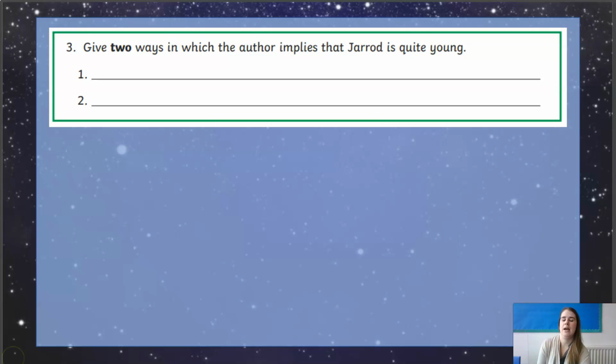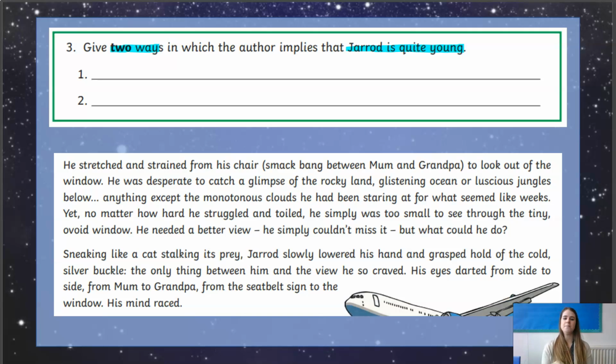We need to think about this question here. So give 2 ways in which the author implies that Jared is quite young. Okay, so we're going to do this one together. So let's have a look at the keywords we've got on here then. So we need to give 2 ways, okay, that the author implies that Jared is young. So talking about his age, okay. So let's have a look at our text that we've got here, okay.